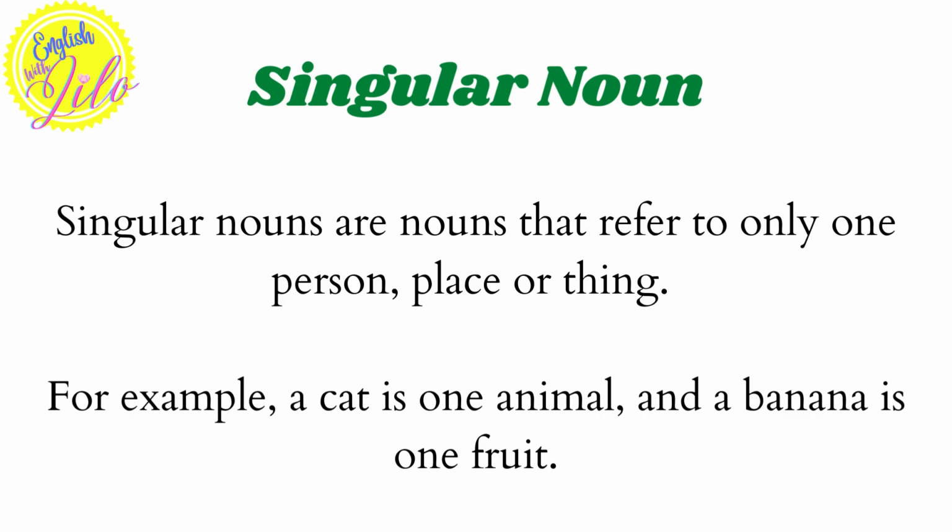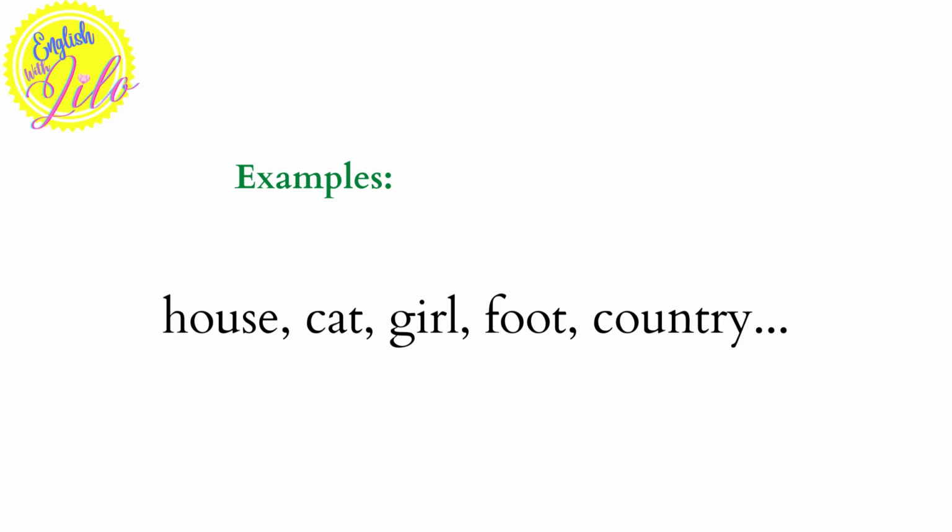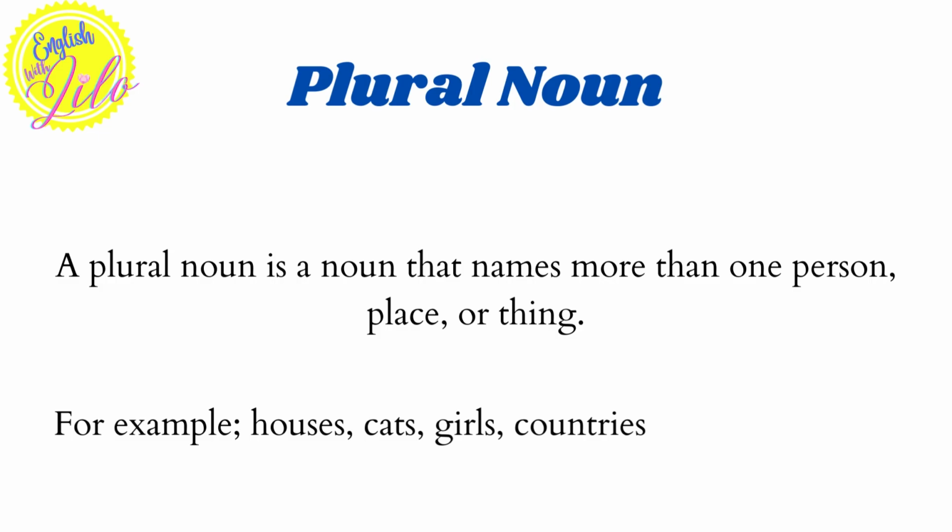Singular nouns are nouns that refer to only one person, place or thing. For example, a cat is one animal and a banana is one fruit. Examples: house, cat, girl, foot, country. A plural noun is a noun that names more than one person, place, or thing. For example, houses, cats, girls, countries.